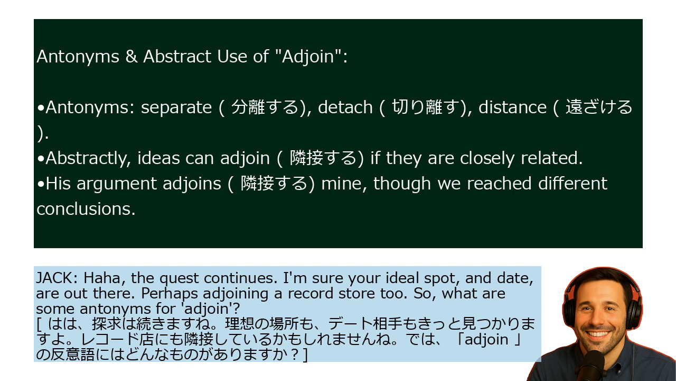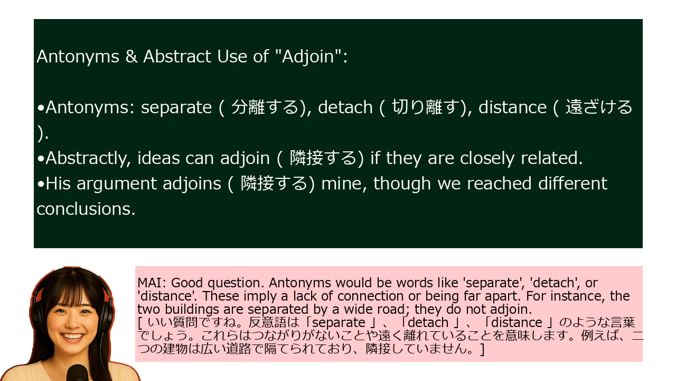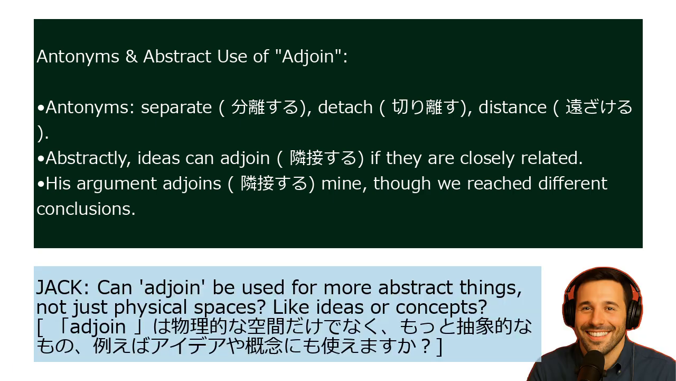So what are some antonyms for adjoin? Good question. Antonyms would be words like separate, detach, or distance. These imply a lack of connection or being far apart. For instance, the two buildings are separated by a wide road. They do not adjoin. Can adjoin be used for more abstract things, not just physical spaces, like ideas or concepts?